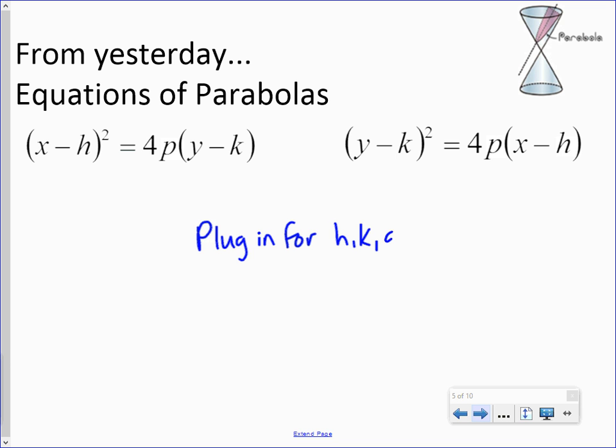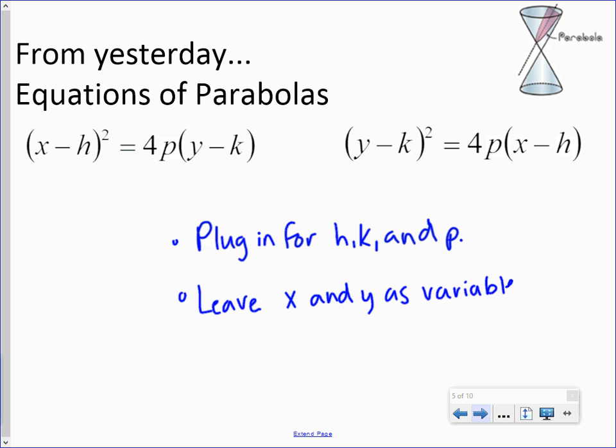Basically, in order to write the equations, we want to plug in for h, k, and p. So we need to know the vertex, and we need to know the distance from the vertex to the focus, or from the vertex to the directrix. We plug in for those, and always in your final answer, x and y should be variables. In the final answers, like the things you were working on from Thursday, we're going to see x and y, but you can tell h, k, and p are numbers. That is what's involved in writing the equation of a parabola.